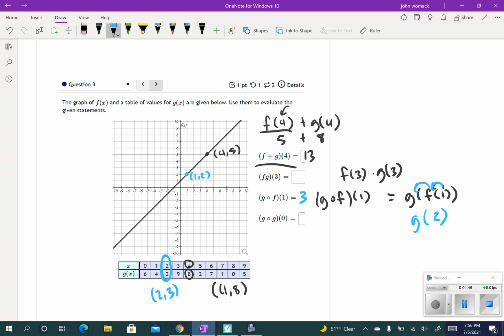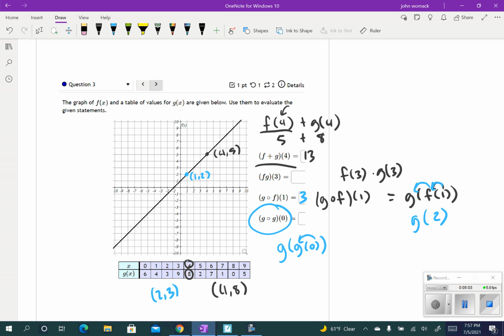Now, I don't think we ever did one on our notes where you plugged a function into itself, but this is what it means. It means g of g of 0. So that means I plug 0 into g. Whatever I get back out, I plug into g again.